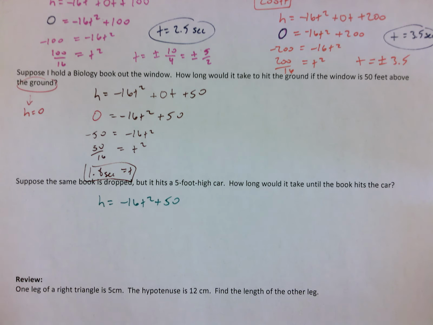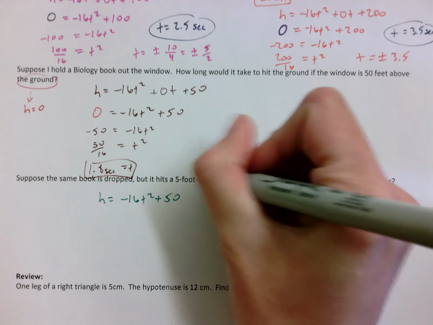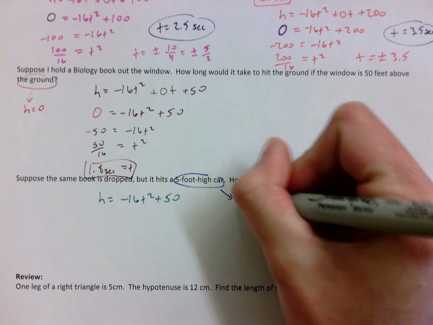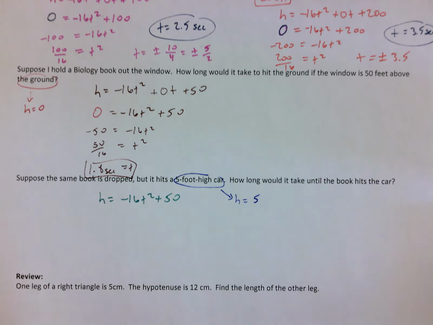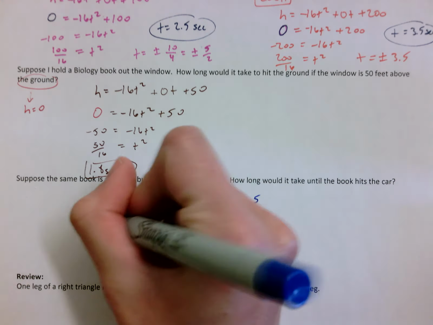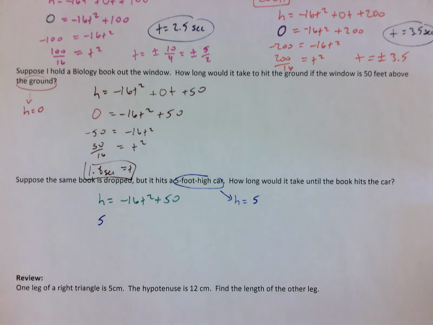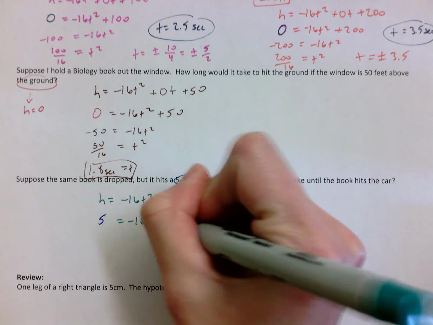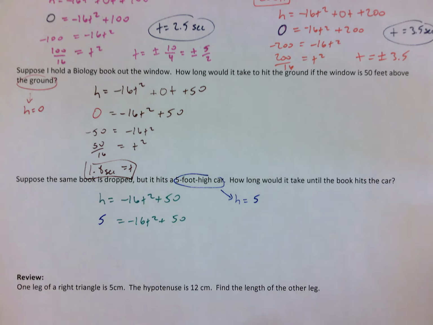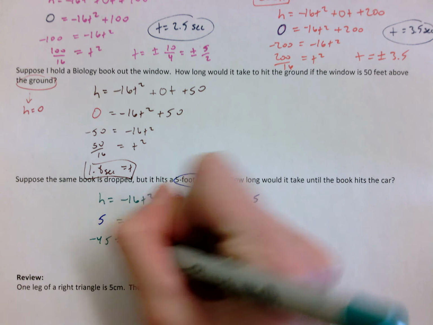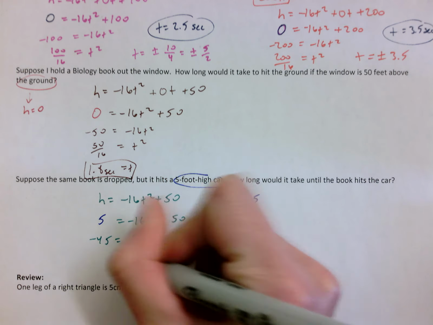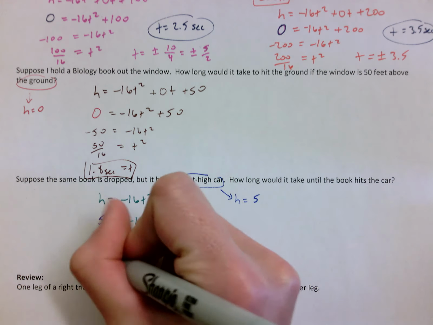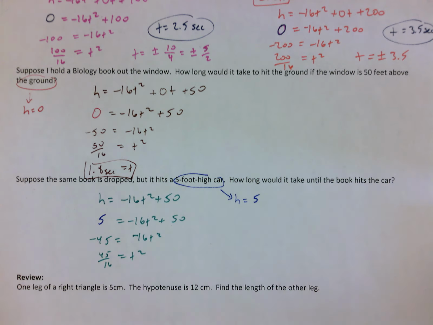Okay, but the thing that's different is that now it's hitting a 5-foot car, and that's telling me that I'm looking for when h is 5. So I'm going to plug in 5 for my h value instead of 0. Okay, so 5 equals negative 16 t squared plus 50, and then I'm going to go ahead and solve that. That'll be negative 45. Right? Divide both sides. It'll be 45 over 16.